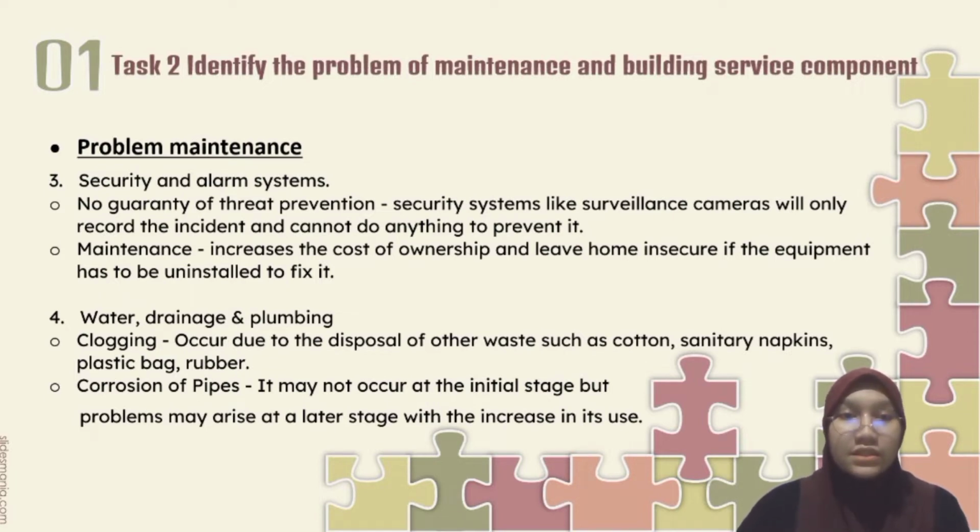The last building service system is water drainage and plumbing. The problem is clogging that occurs due to the disposal of waste such as cotton, sanitary napkins, plastic bags and rubber. Another problem is corrosion of pipes. It may not occur at the initial stage, but problems may arise at a later stage with the increase in its use.